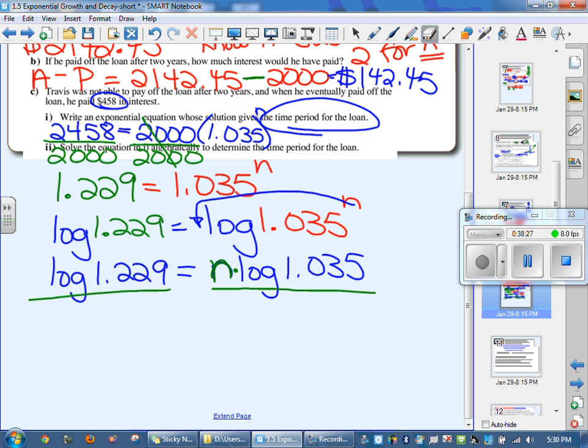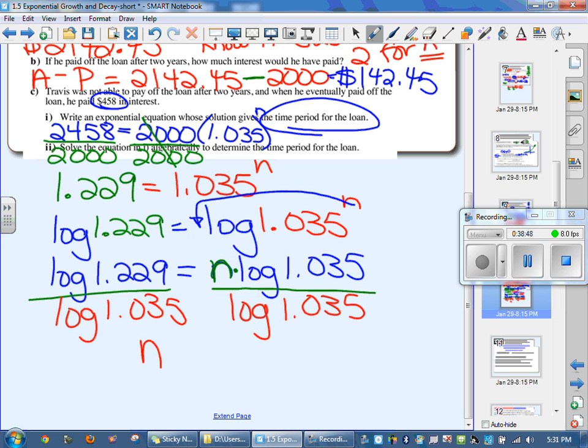Okay, I'm going to give you a couple minutes to do that. Push pause now and play when you're ready. You're going to get an answer of n equals 5.99. So that's going to round to roughly 6 years. So that means he would have taken 6 years to pay off his loan to his parents.